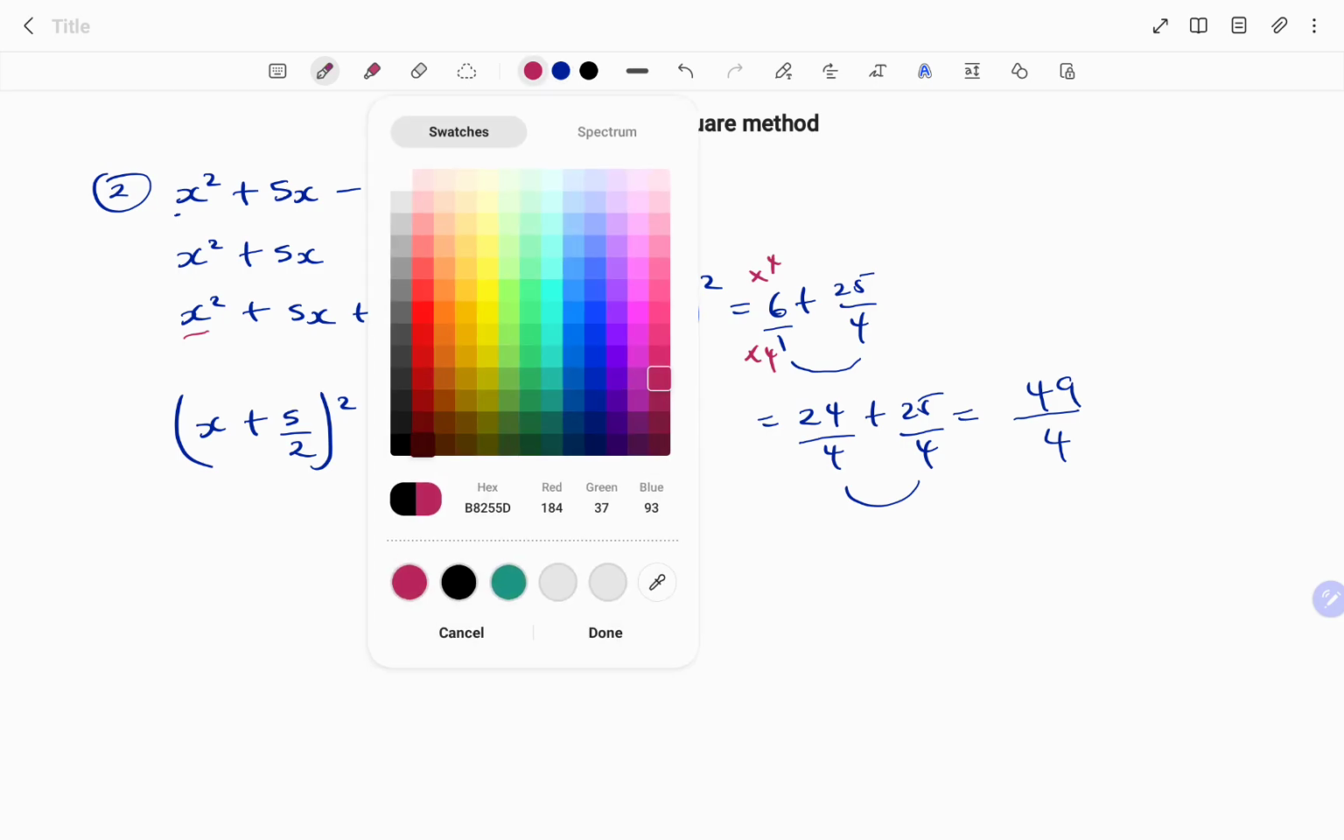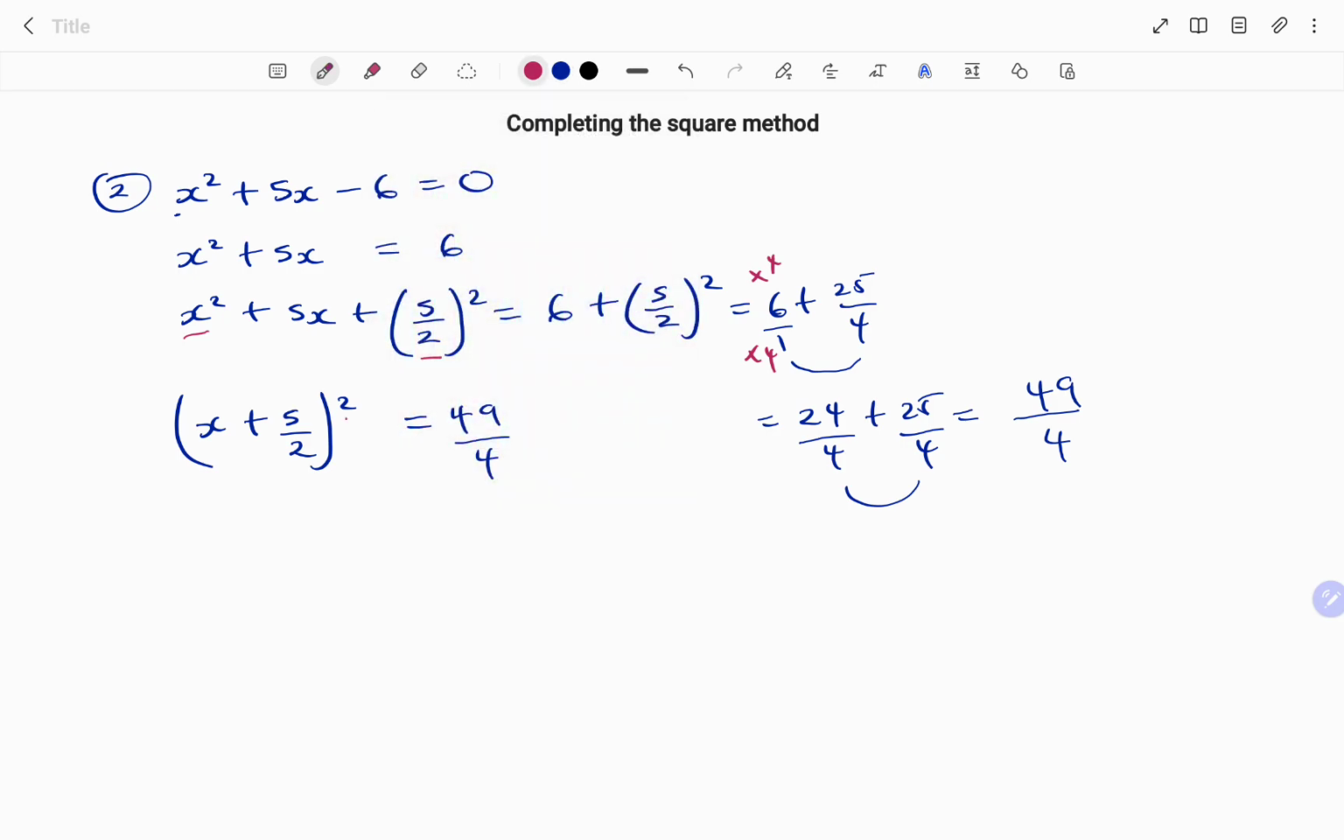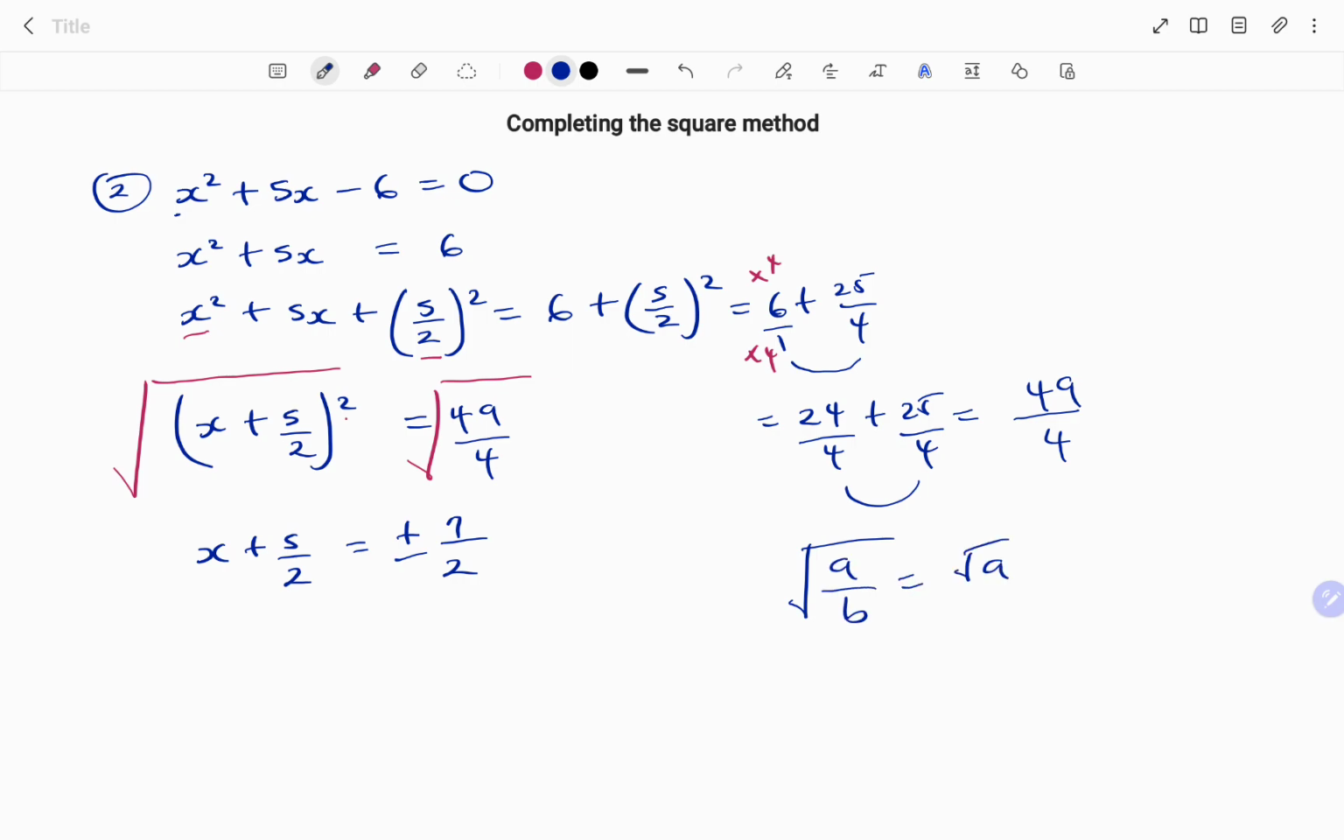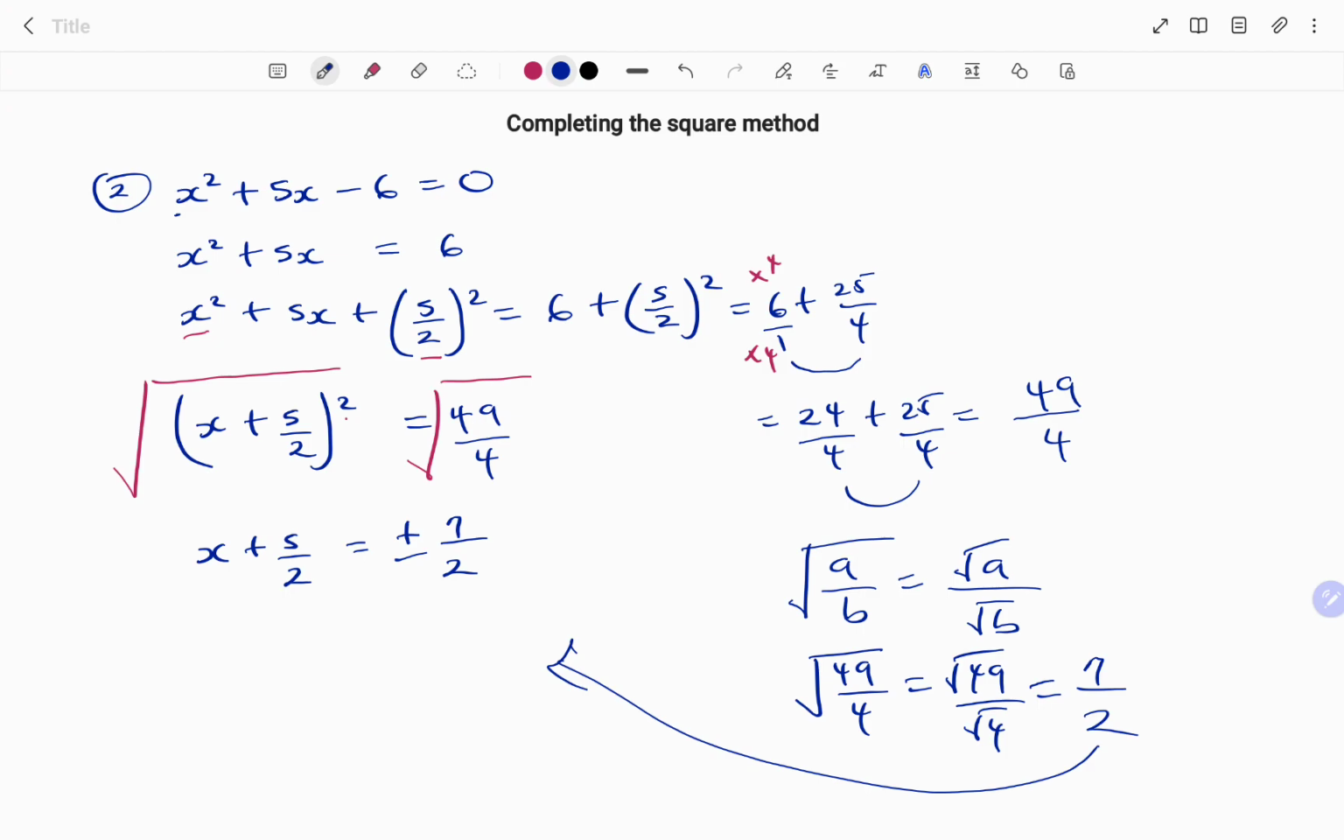To find x, or to get rid of my square, I need to find the square root of both sides. I'm left with x plus 5 over 2 equals plus or minus 7 over 2. I got that from applying the surds law, which says square root of a over b is the same thing as square root of a over square root of b. For this question, I have square root of 49 over 4, square root of 49 over square root of 4, which will give me 7 over 2, like I have here.